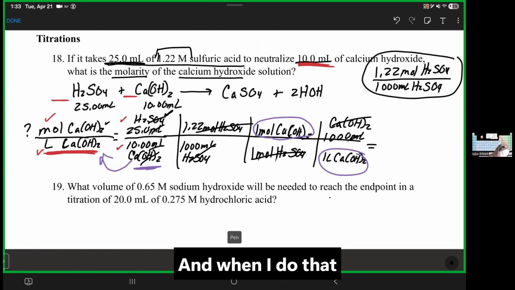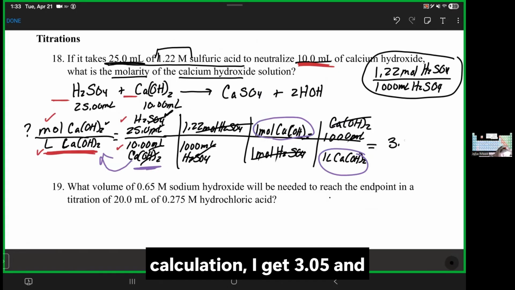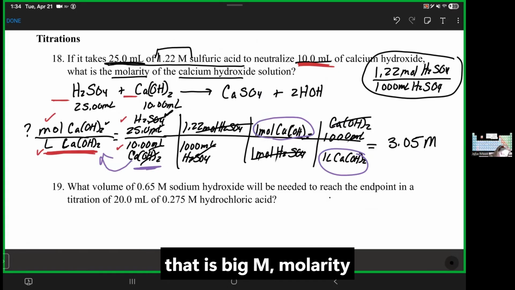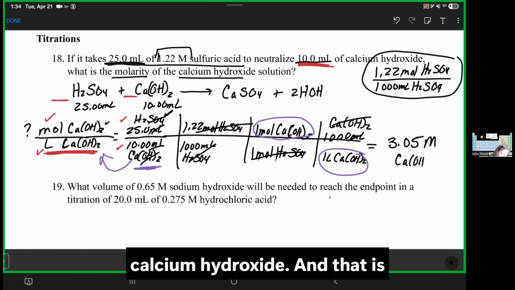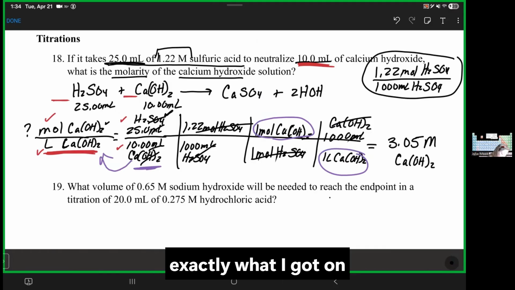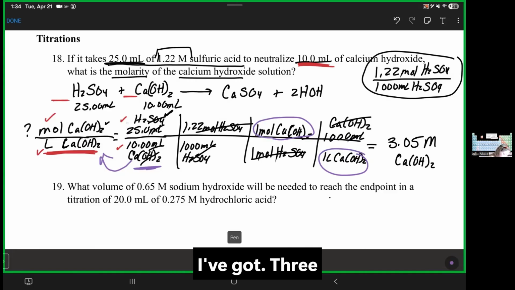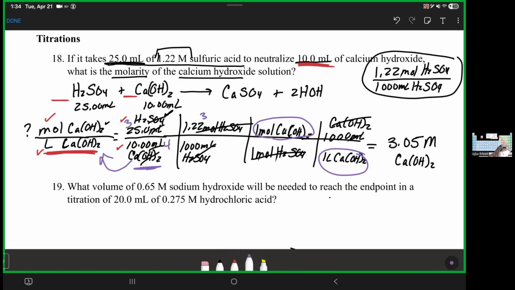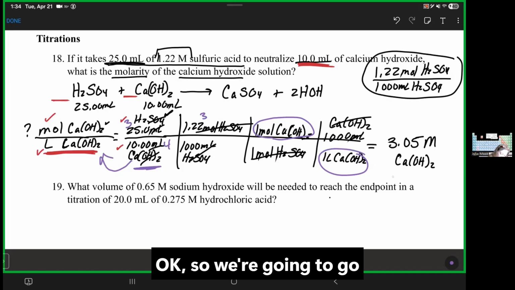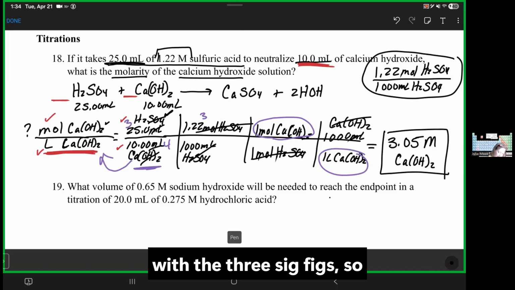And when I do that calculation, I get 3.05, and that is big M molarity, calcium hydroxide. And that is exactly what I got on my calculator, 3.05. And I've got 3 sig figs here, 4, 3. Okay, so we're going to go with the 3 sig figs. So 3.05 molar calcium hydroxide.